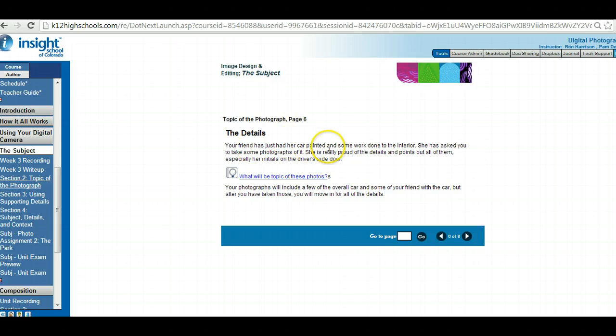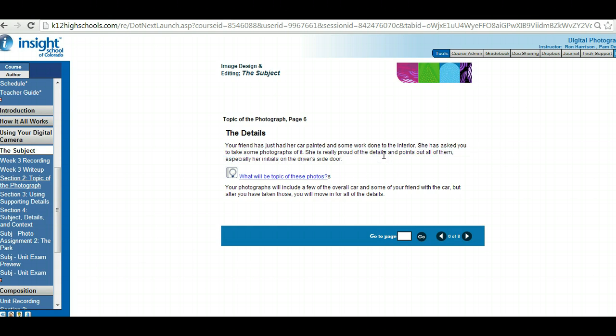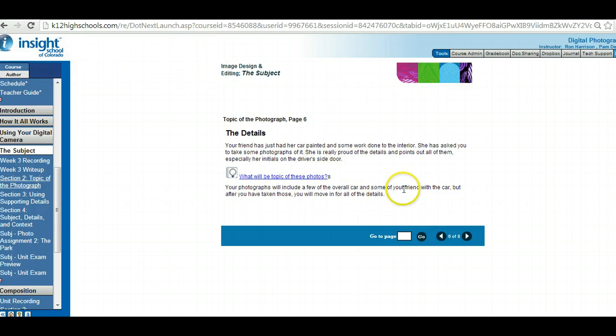Okay, your friend has just had her car painted, has some work done on the interior. She asked you to take some photographs of it. She's really proud of the detail in the interior and points all of them out. So what is the topic going to be? The topic will be the details in the paint, not the car. So you really need to know what you want to shoot before you start taking your pictures.